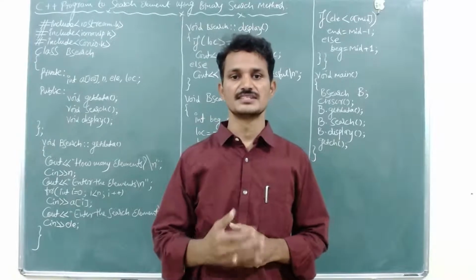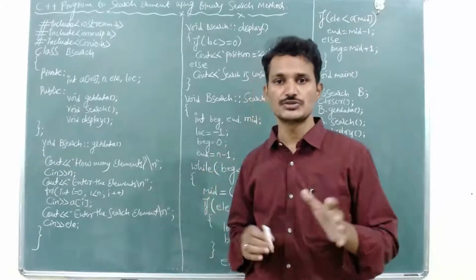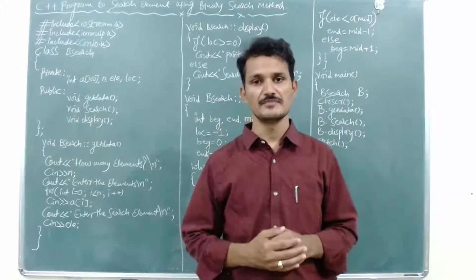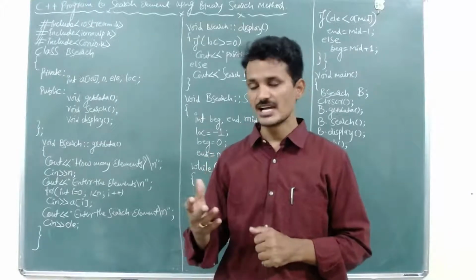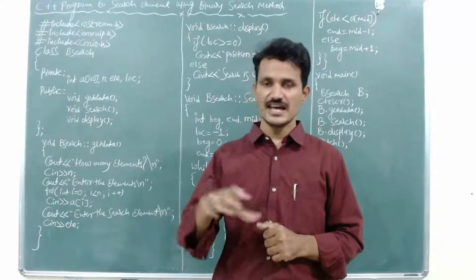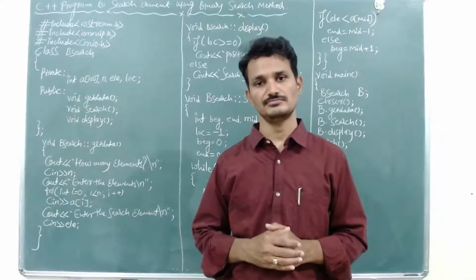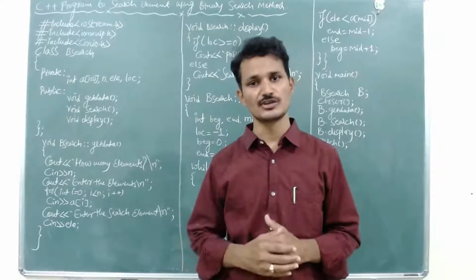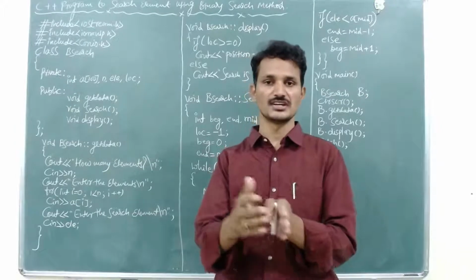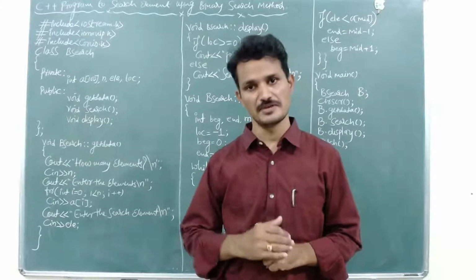Consider an array consisting of 5 elements. The 5 elements are 10, 20, 30, 40 and 50. In that array, I am interested in searching for the element 50. As we know, 50 is present in the last location. The first location has 10, the second 20, the third 30, then 40 and 50.